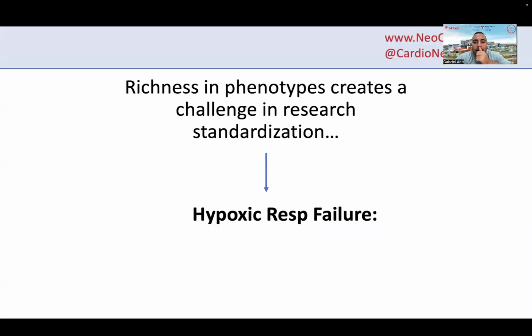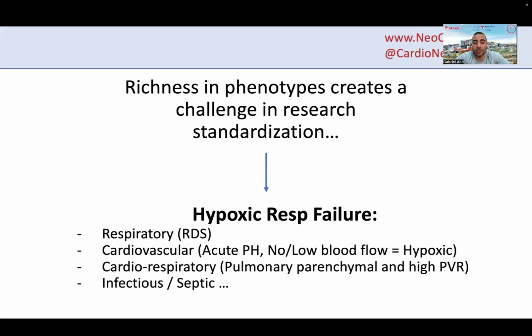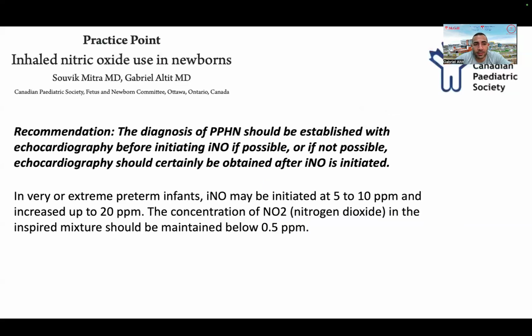Now, the problem is that hypoxic respiratory failure can be secondary to many things: lung disease, RDS, cardiovascular, acute PH, because if you have no or low blood flow, you're going to be hypoxic. It could be cardiorespiratory conditions, so parenchymal disease with high PVR. It could be infectious, septic, and so many other things.